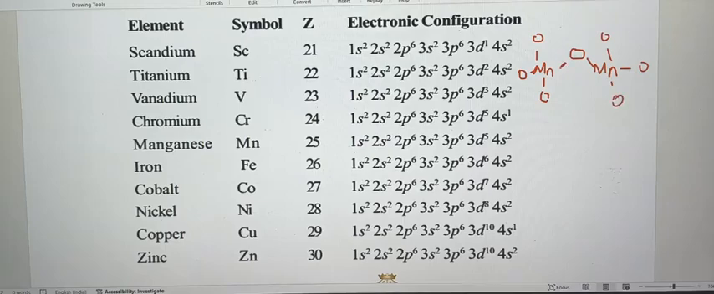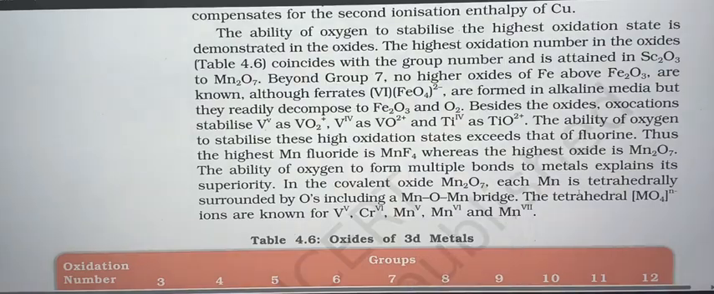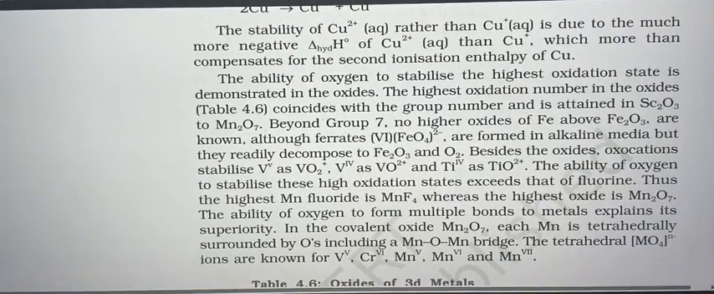So it is able to bond with both of them. So it is able to form multiple bonds. That's why more than fluorine, this is more capable. And also higher oxidation number in oxides coincide with the group number. Whatever oxidation state is highest for that element, oxygen is able to take. For scandium, +3 is the only one, but it is the highest one for scandium.